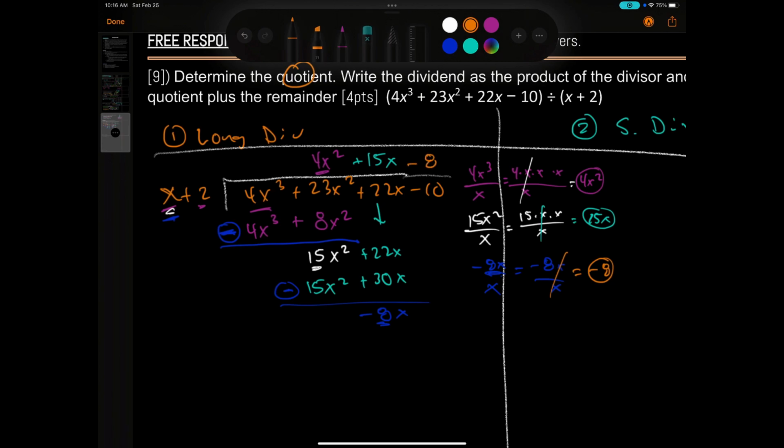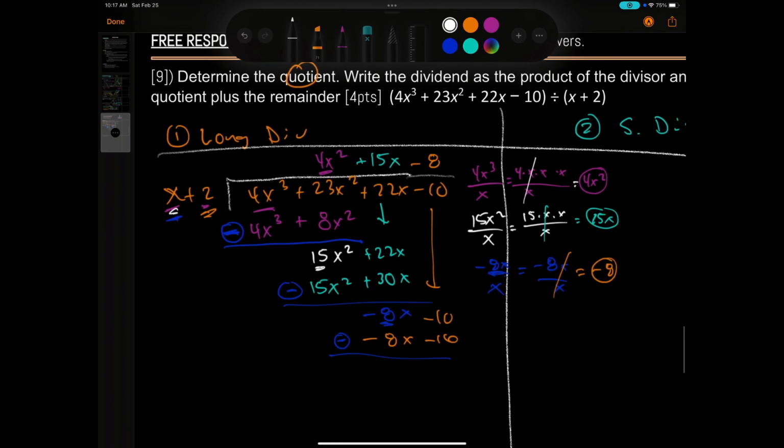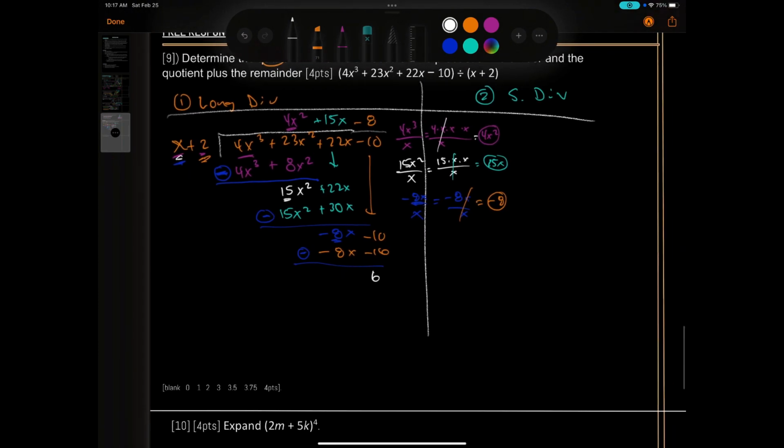So negative 8 times x, I forgot to bring that down again. Negative 8 times x is negative 8x. And negative 8 times 2 over here will give you negative 16. We're going to subtract these. Negative 8 minus a negative 8 becomes 0. Remember, use your calculator if you're stuck on these. And negative 10 minus negative 16, so that's the opposite of negative 16, which is positive. So negative 10 plus 16 will give you 6 as your remainder.